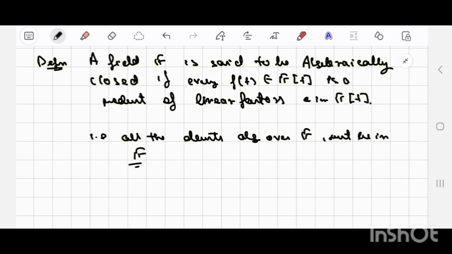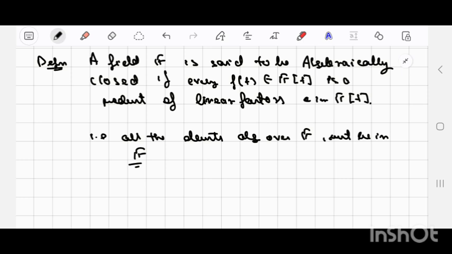So here you can relate in some sense to the notion of it being algebraically closed. Every algebraic element over F must be inside F. Is it clear? In other words, every non-constant polynomial must have a root in F. Is it clear? Right? Okay.